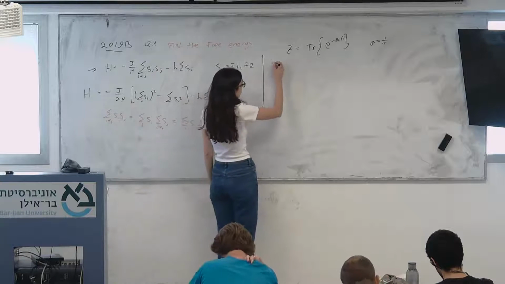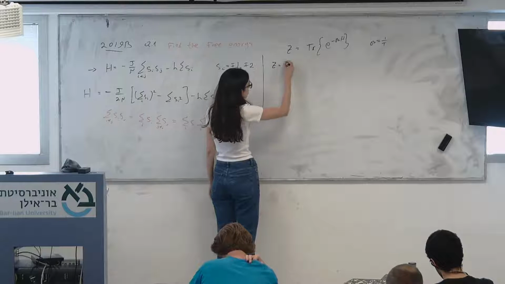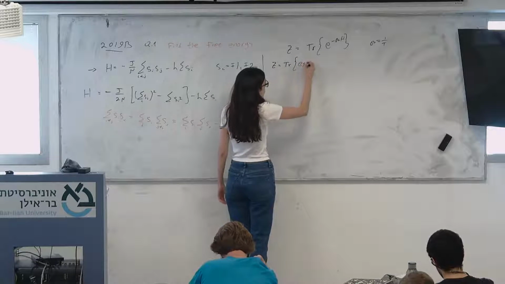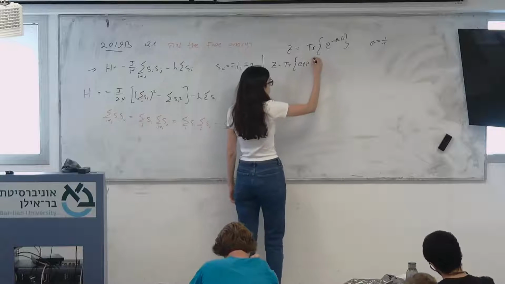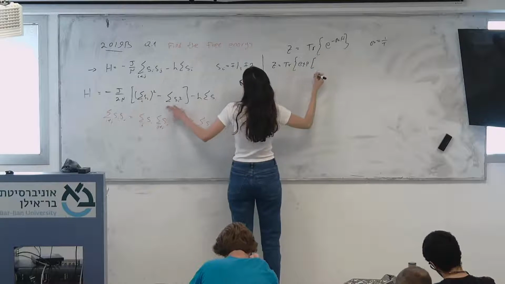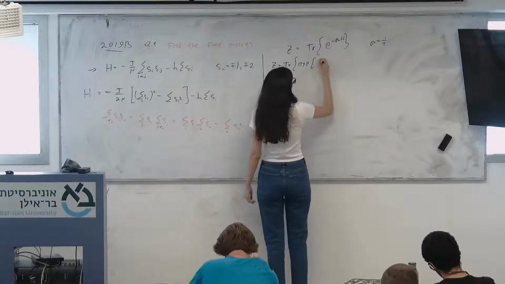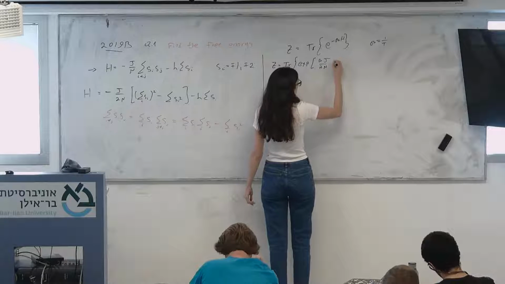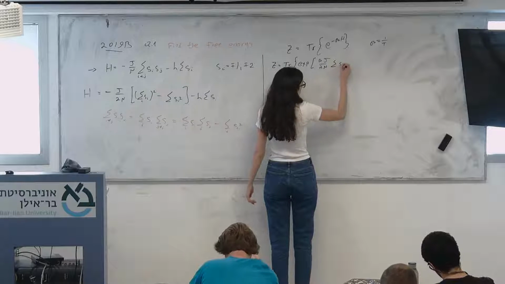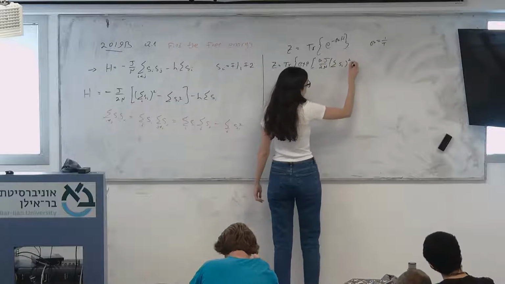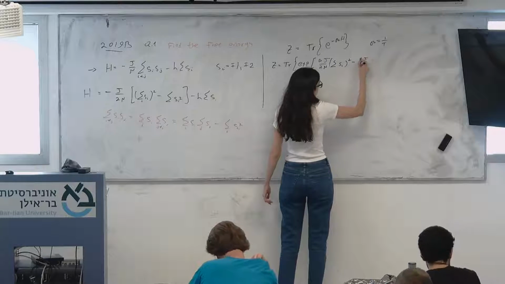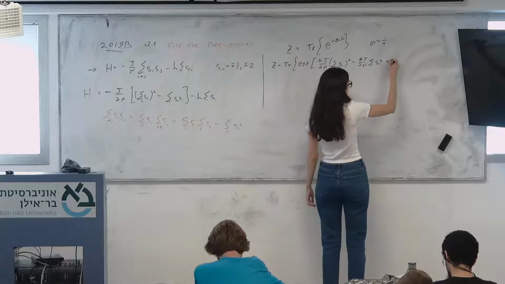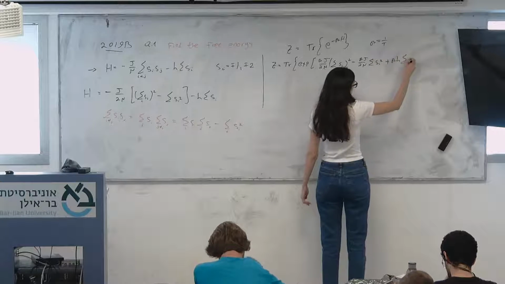Okay, so let's put in the Hamiltonian. So this is trace of exponent of beta J over 2N, sum of si square, minus beta J over 2N, sum of si square, plus beta h sum of si.